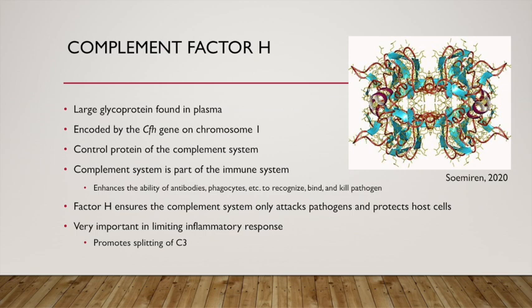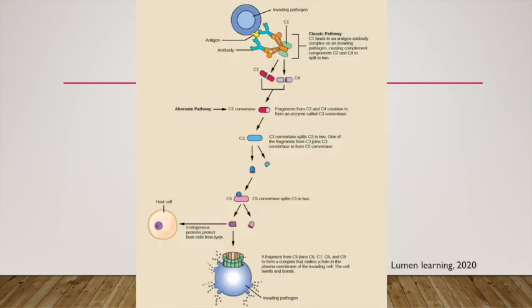It is not the same as our white blood cells or our natural killer cells or anything like that. However, the complement system does enhance the ability of antibodies, phagocytes, etc. to recognize, bind, and kill pathogens. The complement system is actually a series of smaller proteins that trigger cascades that help fight off foreign invaders. Now, this image here illustrates this cascade pretty well.